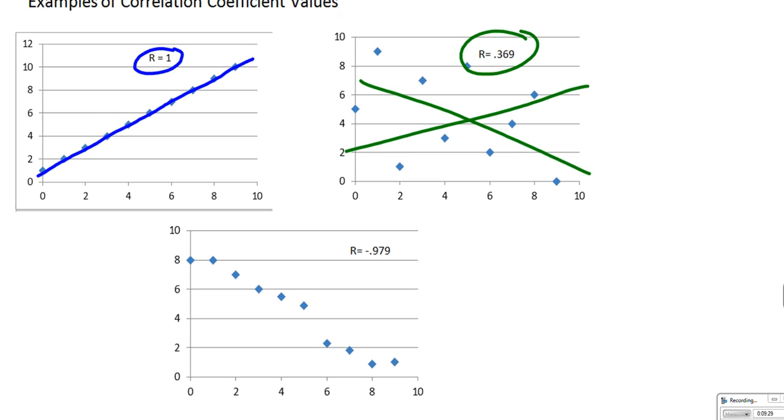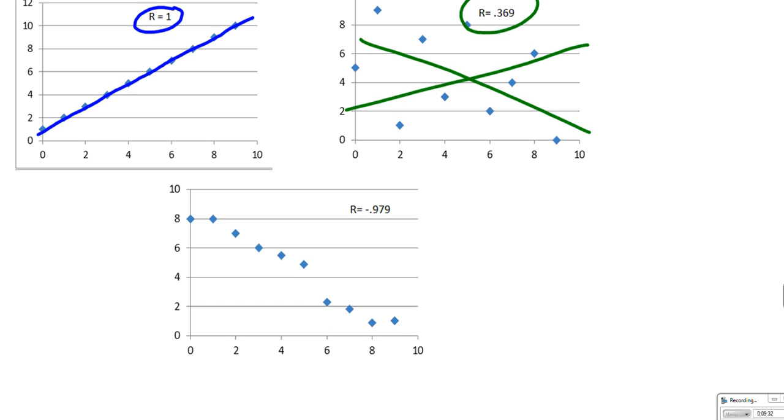My third one here has an R value of -0.979. So the R value being negative indicates that the trend line has a negative correlation, but it is very close to -1. If the R value was exactly -1, then all these points would line up exactly in a straight line. This one's got a little variation. We've got a little bit of a residual there, but not a lot. And that's again reflected in the R value being very close to -1. So it's a very strong fit.